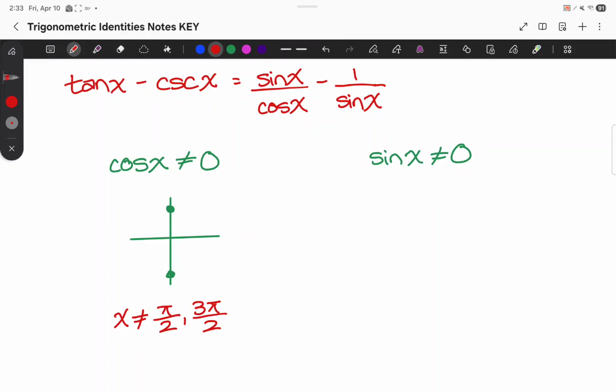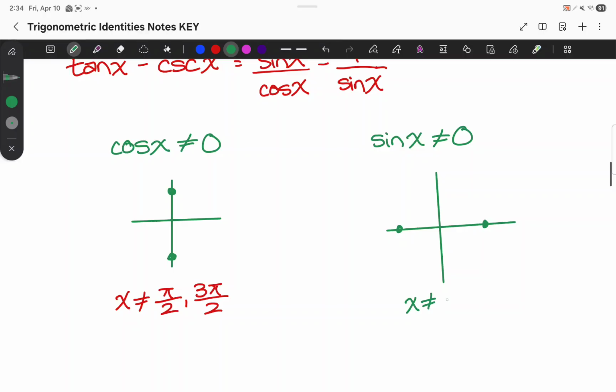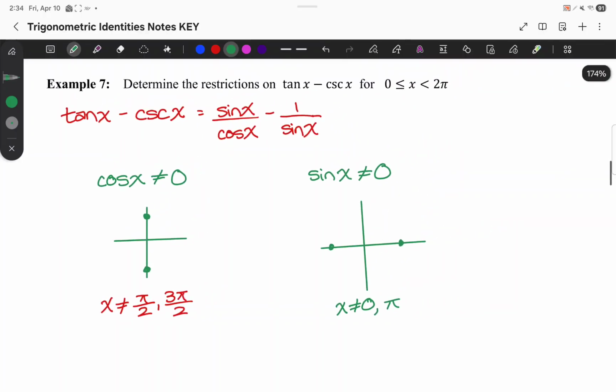That would mean we were dividing by 0. So cosine x is not allowed to be 0, so these are the angles that are not allowed to go into that identity because you would be dividing by 0. If we do something similar for sine, what angles make sine x equal to 0? It happens here and it happens here. 0 and pi. So x is not allowed to be 0 and x is not allowed to be pi. Double checking our domain, it's from 0 to 2 pi, but we're not including 2 pi, so just the 4 angles.